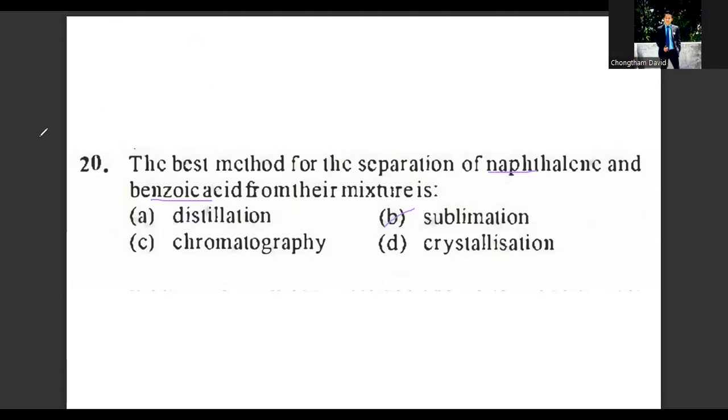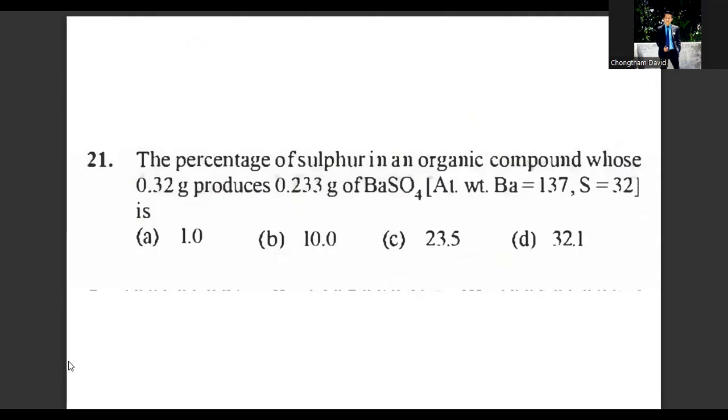You keep these naphthalene balls for 1 month, they will disappear. You know why? Yes.